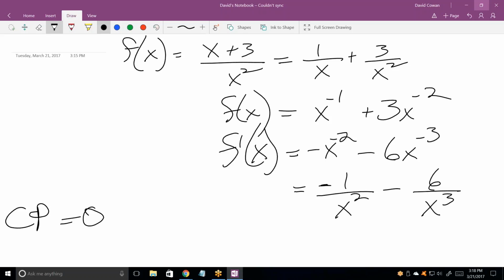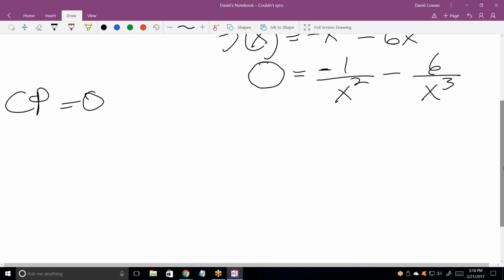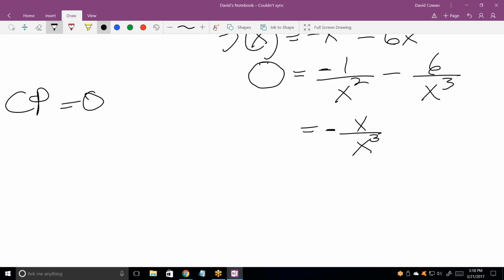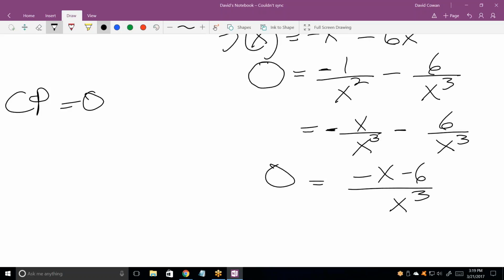Right. But are there any other critical points? In other words, are there any slopes of the tangent line that are equal to 0? Well, let's do the algebra on this. This is equal to x over x cubed negative minus 6 over x cubed. That's equal to minus x minus 6 over x cubed. Well, where is that equal to 0?